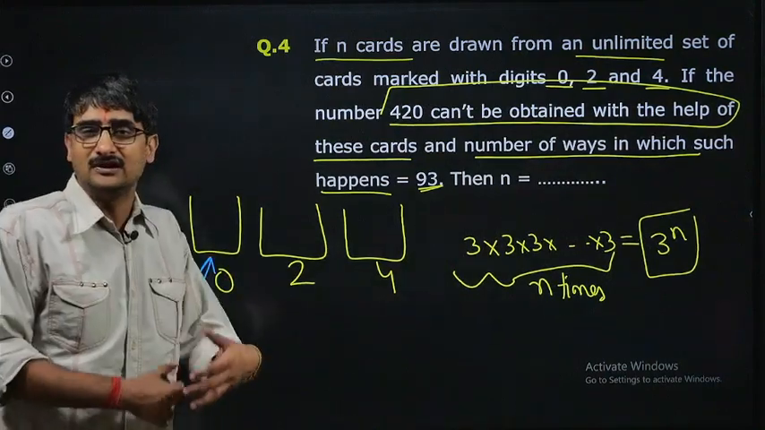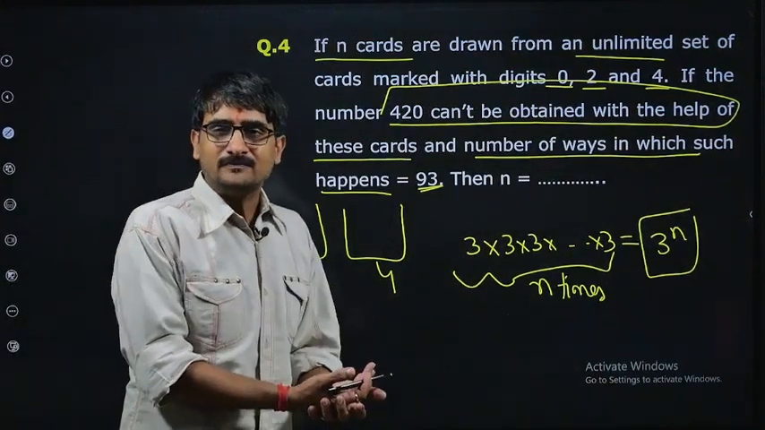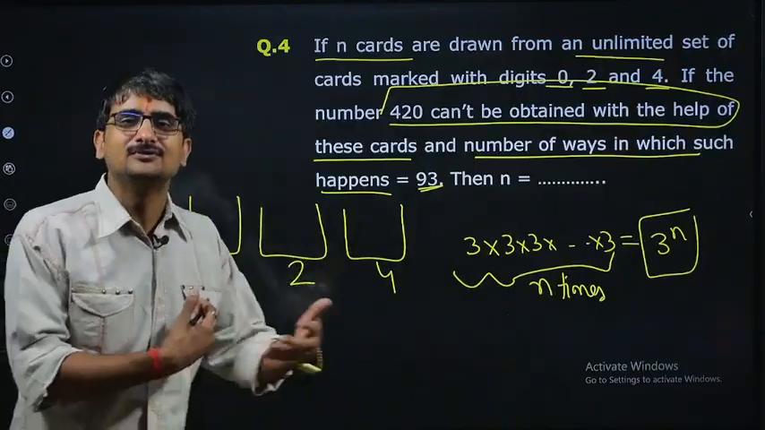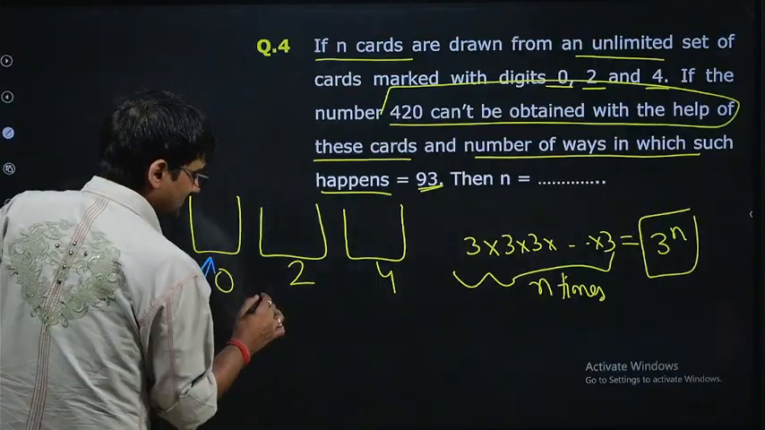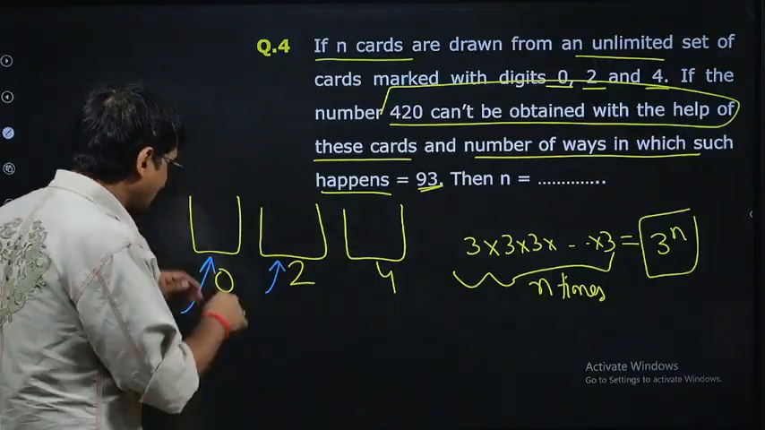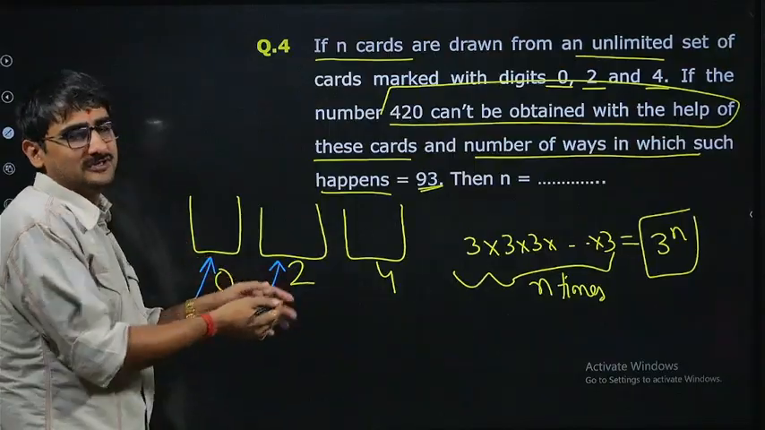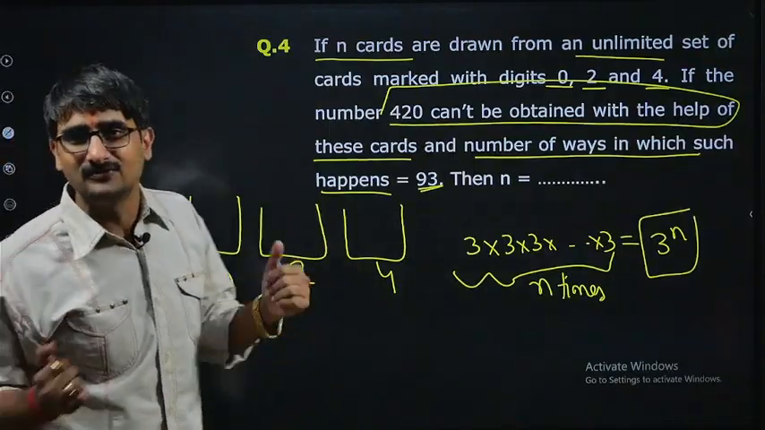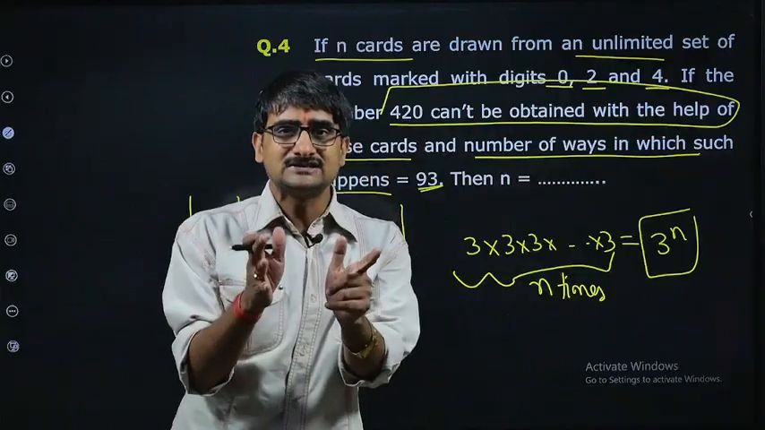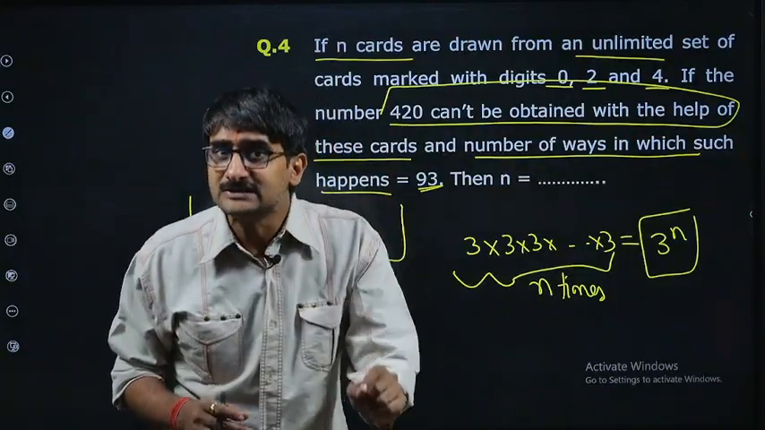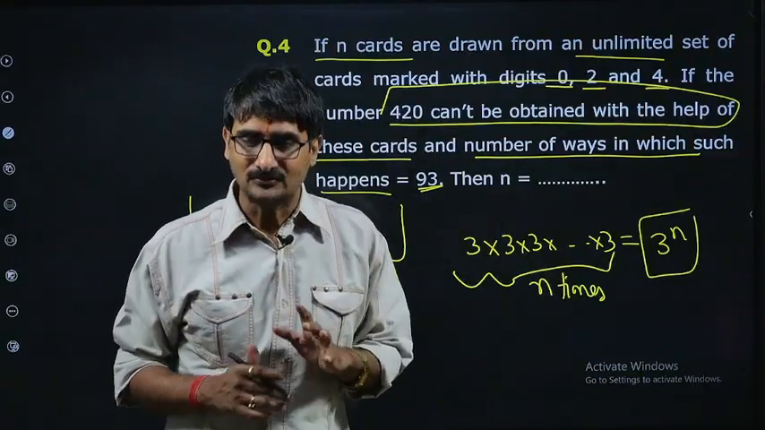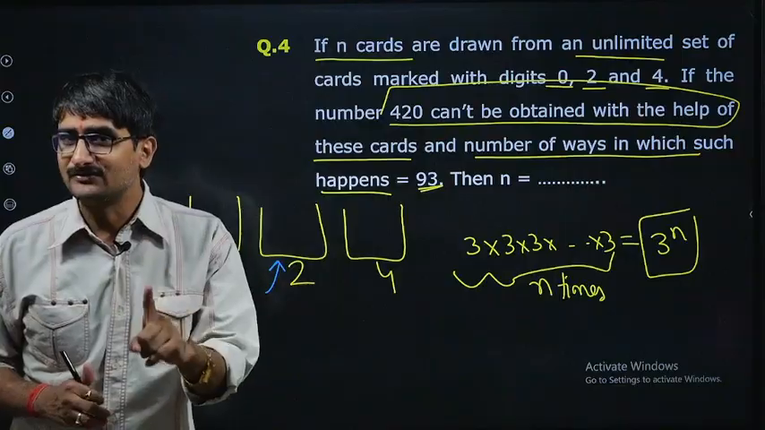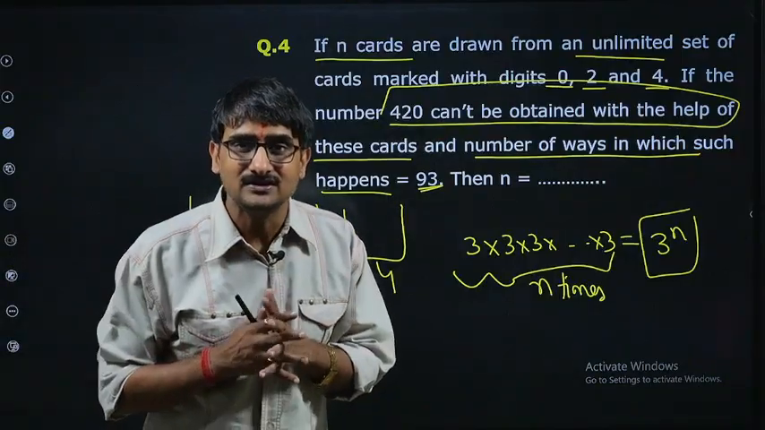But of course it may happen that you select all your n cards from this box, so you have neither 2 nor 4. So how can you write 420? Similarly, it may happen that you select all cards from 0 and 2. Still you don't have 4. You can't write 420. So we need those cases where at least one box is untouched. That's what we need here.